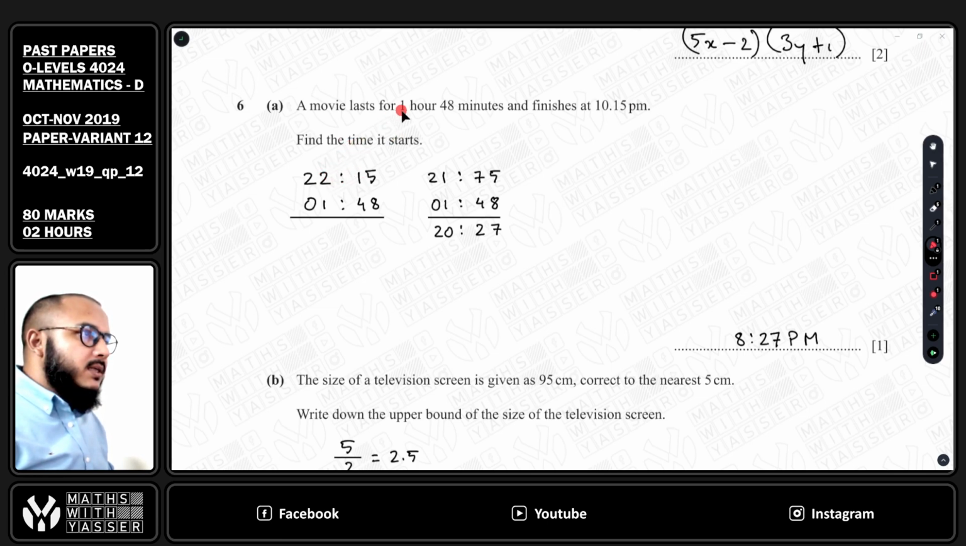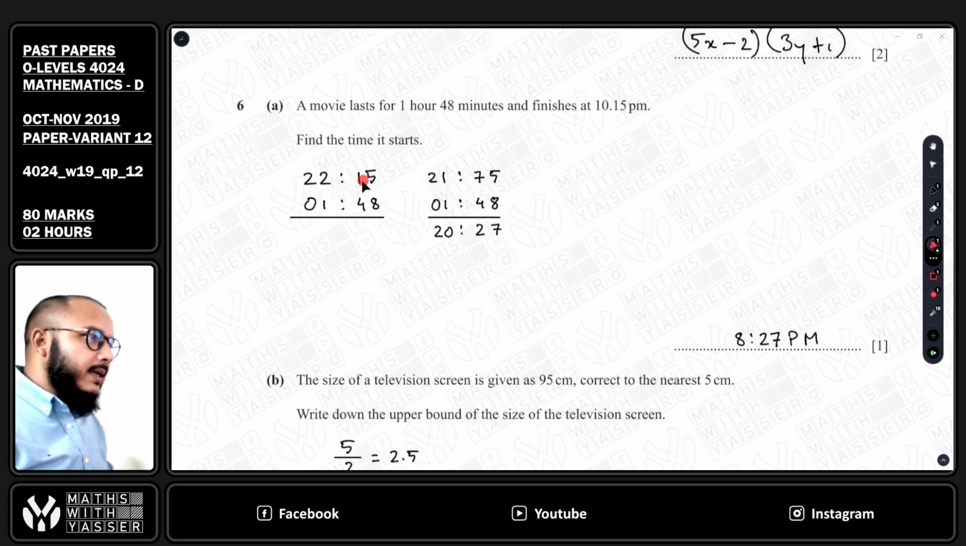And since this is the finishing time, we need to subtract the duration to get the starting time. So 22:15 minus 1:48. Over here, I'm not doing the subtraction yet because you need to see if this number is less than this, then you need to bring 60 minutes to it. This is how I recommend.